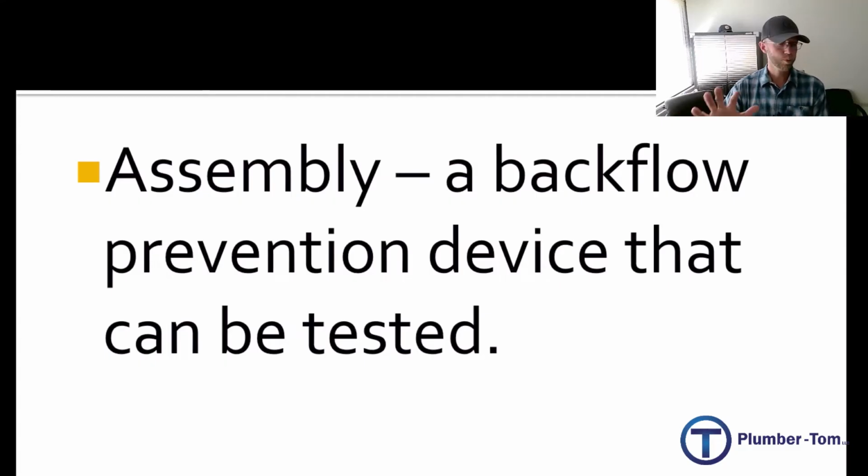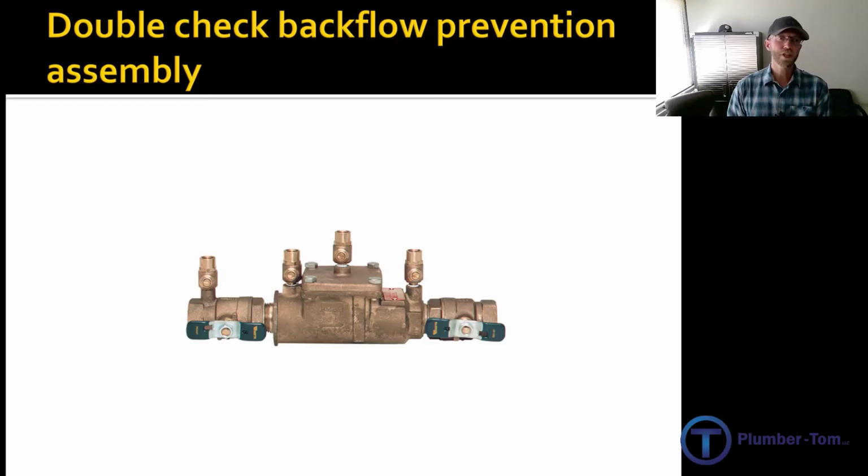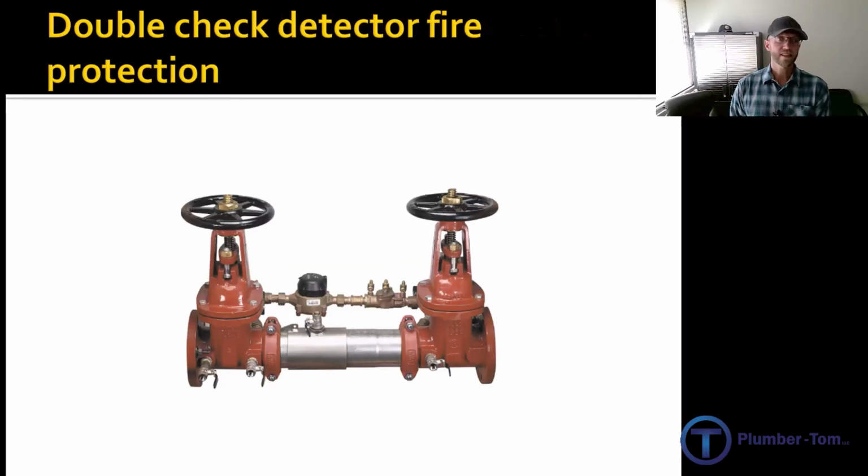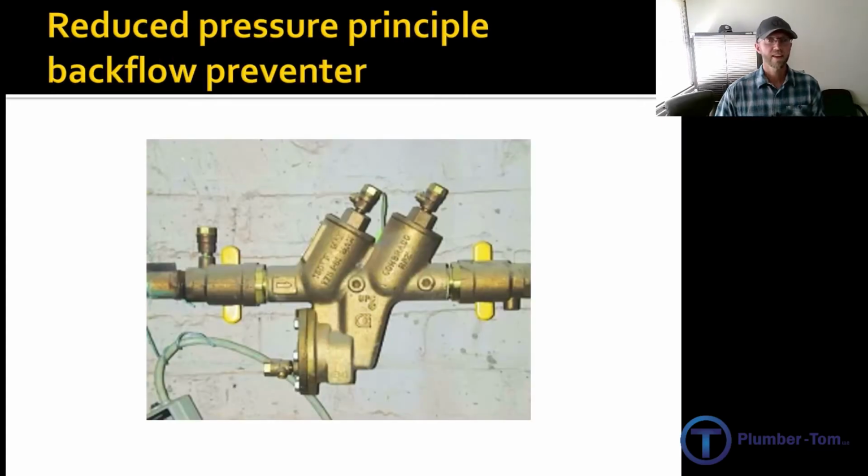Now I've tried to come up with some images to illustrate what these things look like. Hopefully these are close enough to give you an idea. Follow me through this list of assemblies and see if you can create a visual connection here. Here's an example of a double check backflow prevention assembly. Again, an assembly because it has test ports. This is a double check detector fire protection assembly.